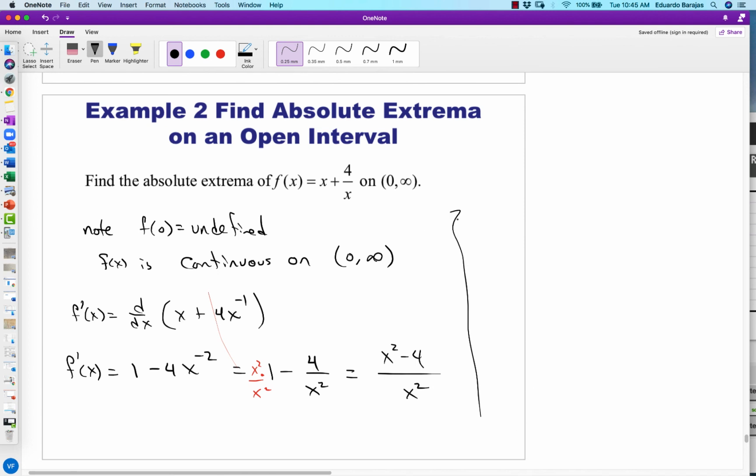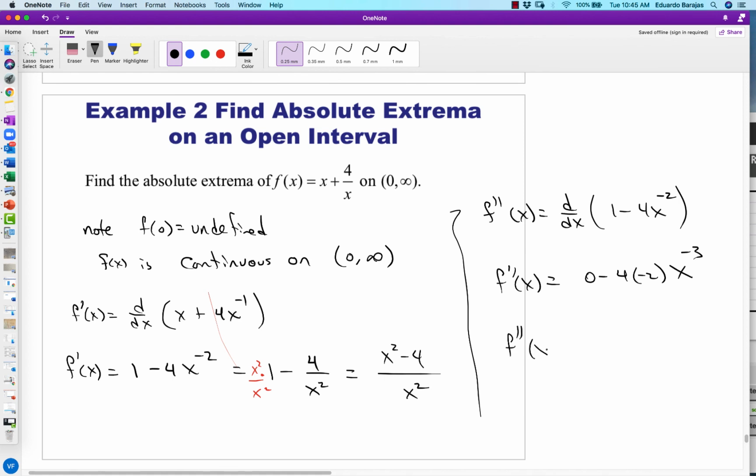And now if we wanted to do the second derivative, f double prime of x will be equal to the derivative of the first derivative, which will be 1 minus 4x to the minus 2 power. So that's going to be a 0 from there. That's easy. And for the next one, it'll be 0 minus 4 times minus 2x to the minus 3 power, which means that the second derivative is equal to positive 8x to the minus 3, or just 8 over x to the third power.